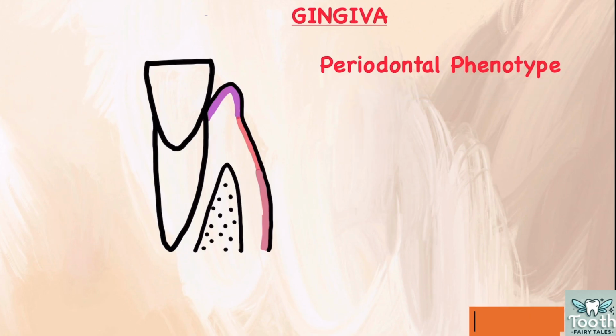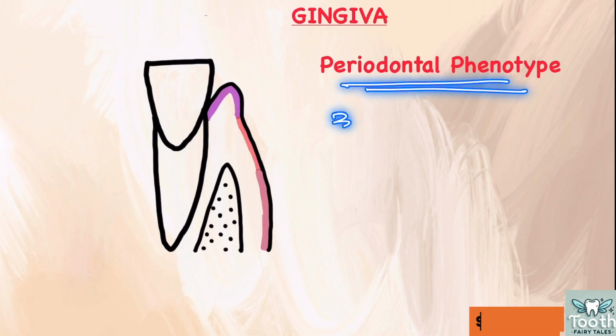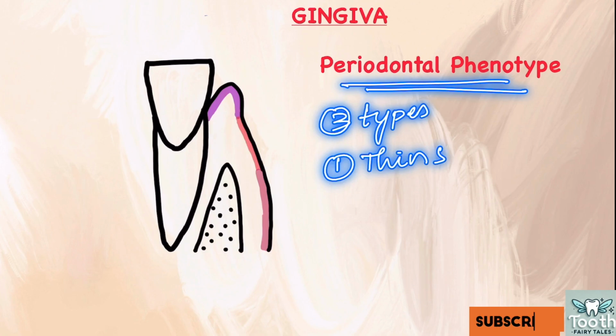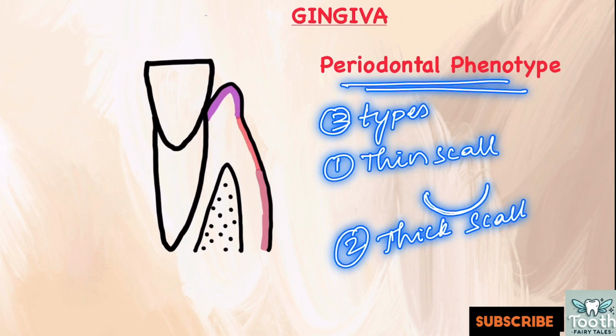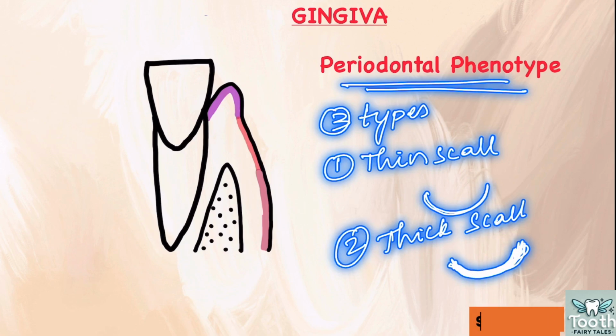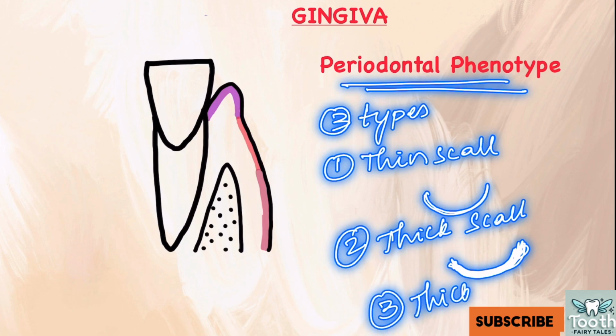So let us see what are the types of periodontal phenotype. This periodontal phenotype is classified into three types: thin scalloped. Here the gingiva is thin and it is scalloped. Second is thick scalloped. In thick scalloped, gingiva is thick and gingiva is showing the scalloping. And third is thick flat. Here gingiva is thick but scalloping is minimal. It is flat.